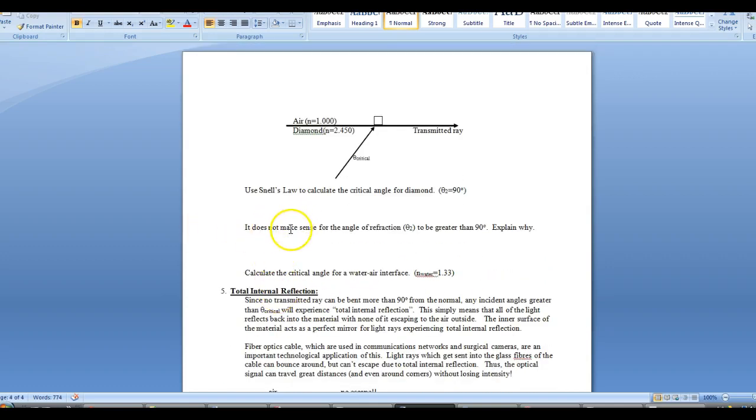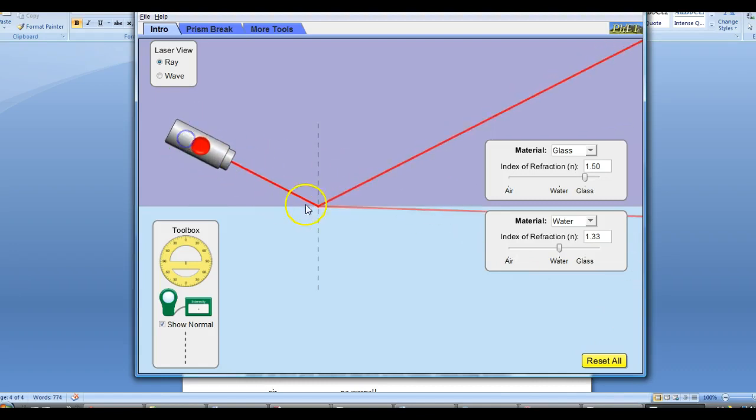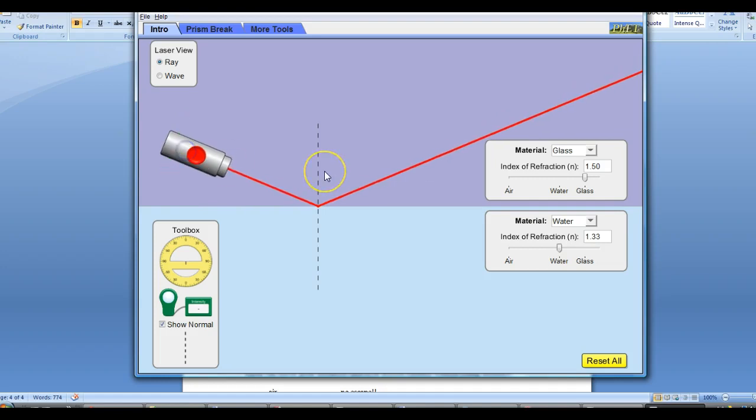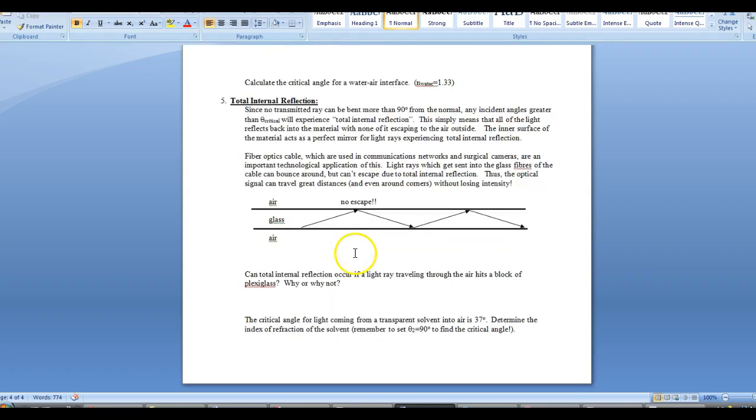The next question says, it does not make sense for the angle of refraction theta 2 to be greater than 90 degrees. Explain why. Looking at the simulation, here is right at 90 degrees between the normal and the refracted ray. Past 90 degrees would mean your refracted ray, quote unquote, would be on this side of the interface, which is not possible because then you're talking reflection, not refraction. So it's not possible to have an angle of refraction bigger than 90 degrees.